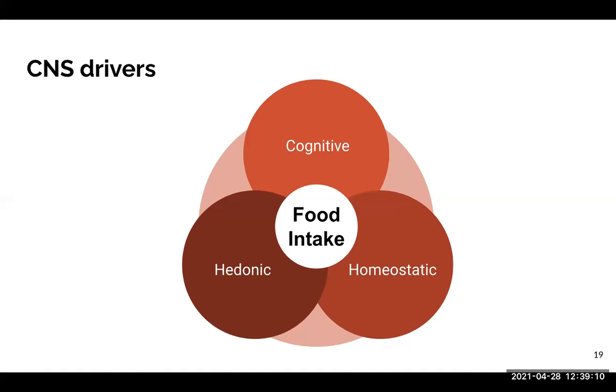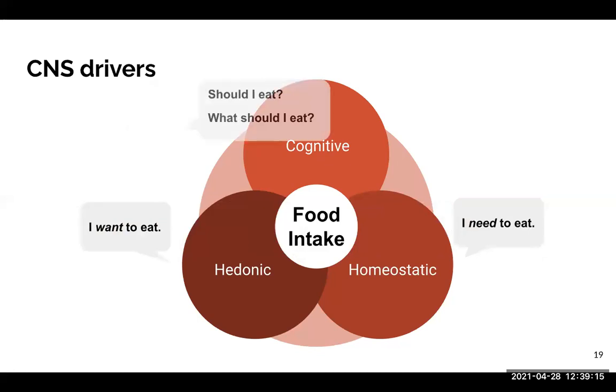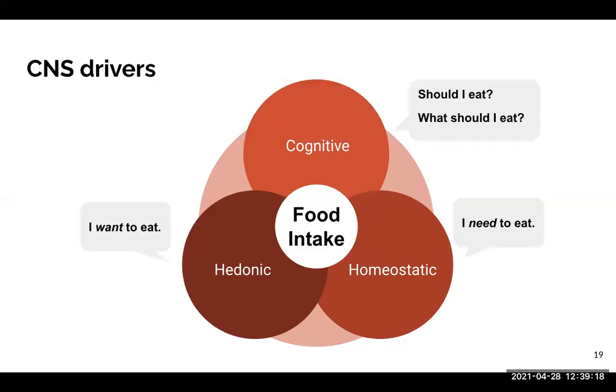are you hungry? And I think more simply, you can conceptualize the areas of the brain as doing these tasks. The homeostatic mechanisms: I need to eat. I am hungry. I have metabolic hunger. The hedonic area: I want to eat, or I'm craving something. And then the cognitive component: should I eat and what should I eat? I think it's useful to think in terms of these 3 buckets, because then you can get an intuitive sense of the brain control of energy regulation.